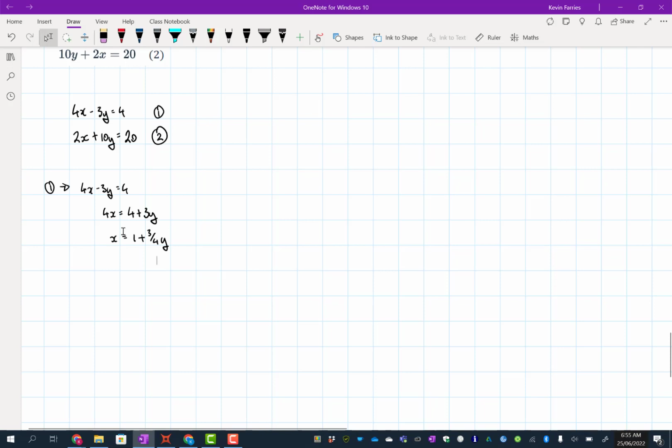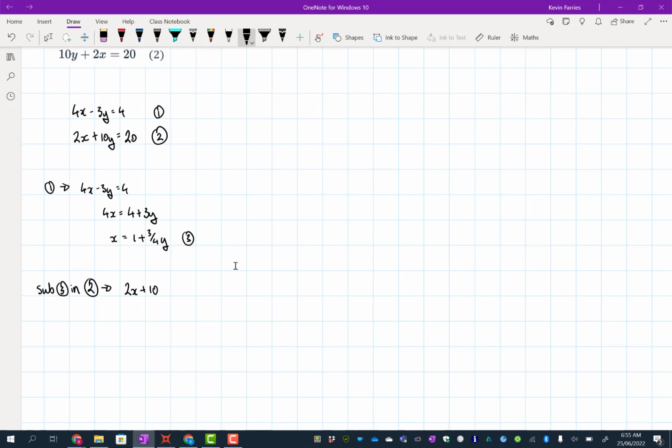So we've got x on its own on this side. We've got it in terms of y plus a constant. We'll call that one 3. Then again, we substitute into equation 2.